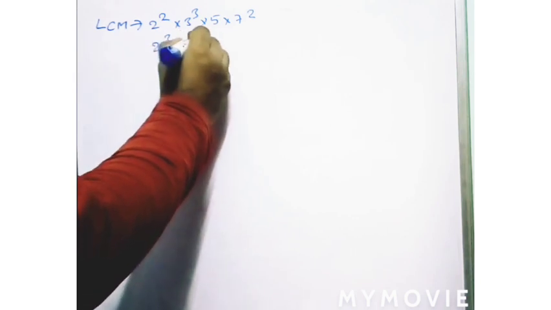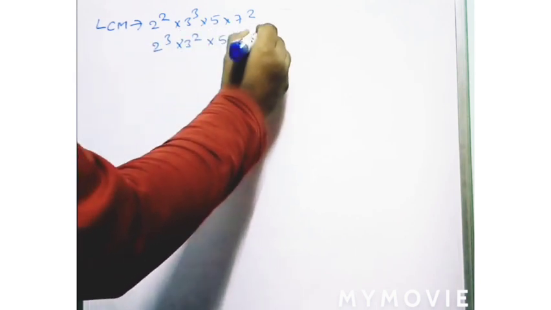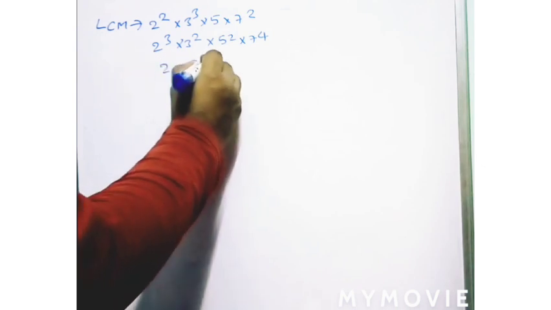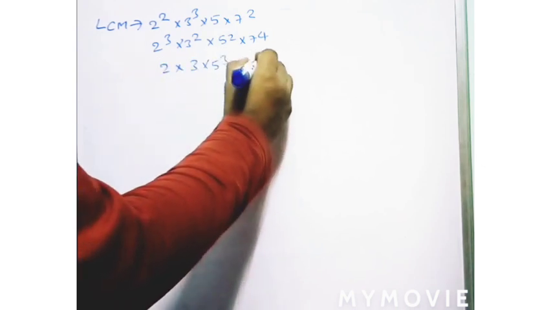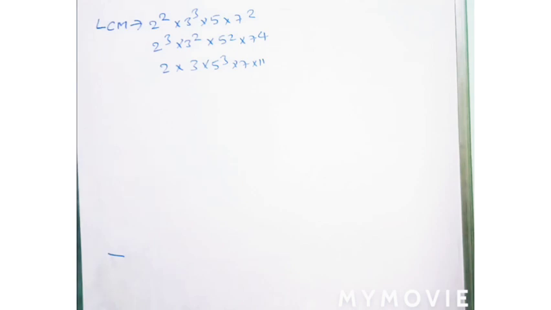Next, let us understand how we are going to find the LCM. What do we mean by LCM? LCM is the least common multiple. How are we going to solve the LCM? We will take an example. The LCM of 2 power 2, 3 power 3, 5, 7 power 2; 2 power 3, 3 power 2, 5 power 2, 7 power 4; and 2, 3, 5 power 3, 7 and 11. So this is the given series, friends.